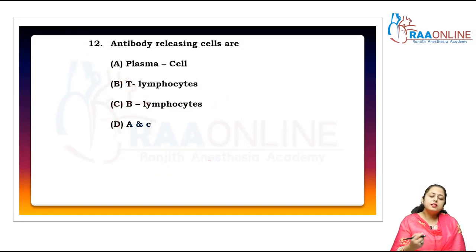Antibody releasing cells are, we know that antibodies are secreted by the B lymphocytes, and specifically when a B lymphocyte differentiates, it forms 2 types of cells. First one is the memory cell and second one is the effector B cell, which is also known as the plasma cell, right? So we can say the plasma cells form the antibody exactly, and B lymphocytes also. So the answer is A and C, right? The most appropriate correct answer is D, that is A and C.